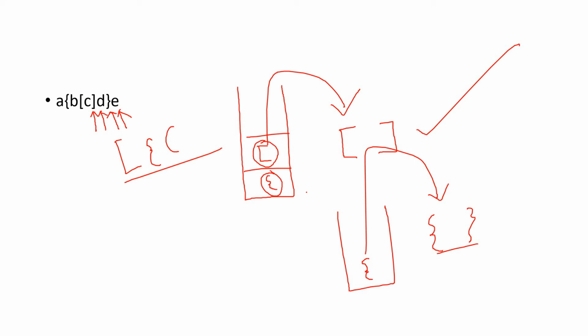So perfectly matched we are getting, so this is also perfectly matched, that is balanced parenthesis. Now moving further, let us consider a situation when the parentheses are not matched.